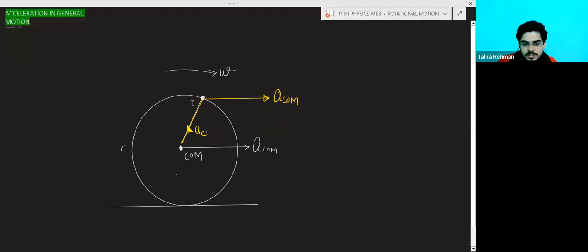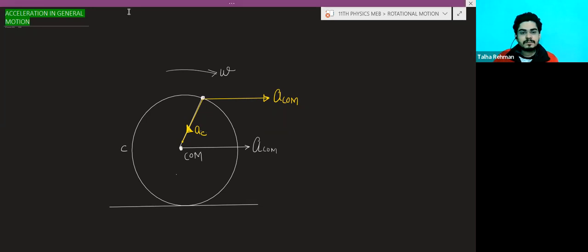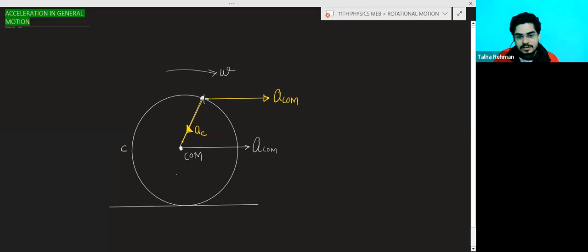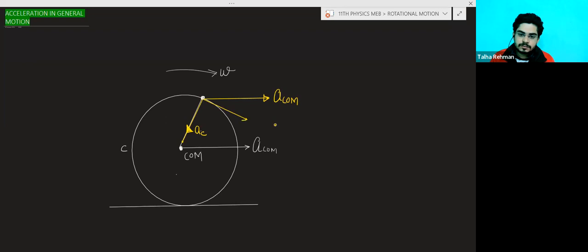For this point there will be one centripetal acceleration, I told you. Why? Because this particle is rotating in a circle. Due to that rotation, the direction of the velocity is changing, and due to that there will be centripetal acceleration. And there will be tangential acceleration also if the magnitude of the velocity is changing.